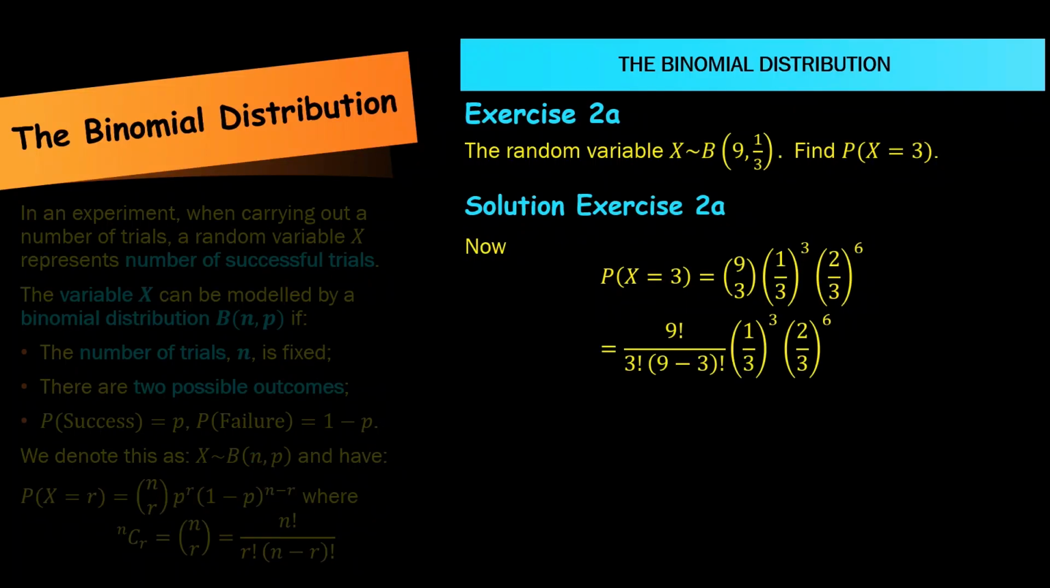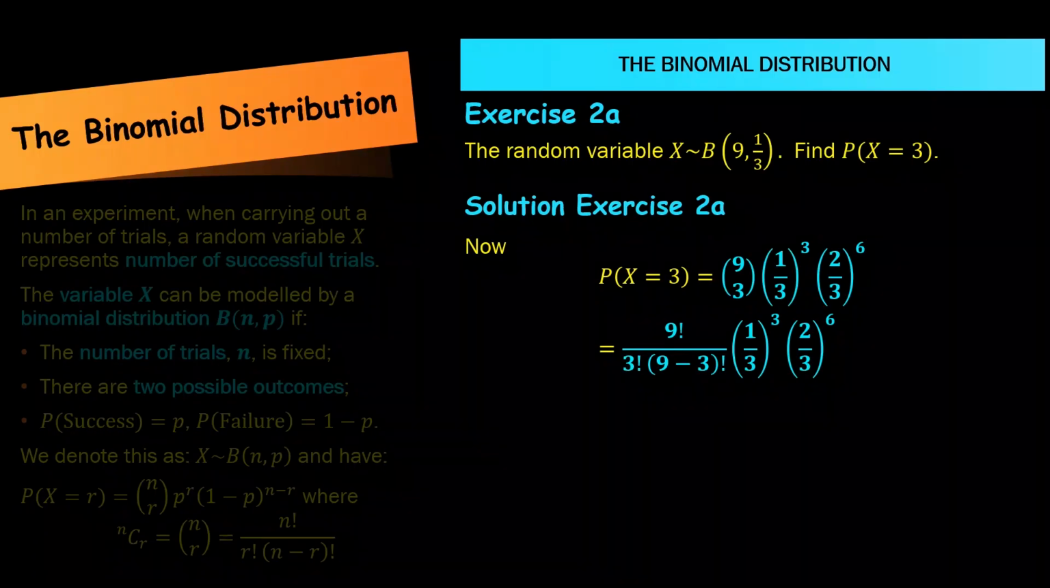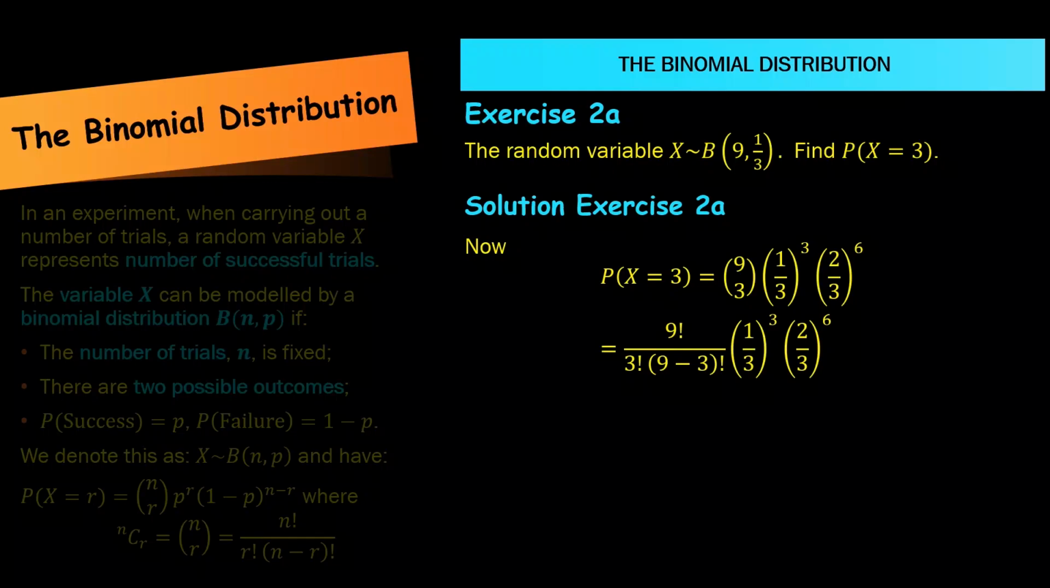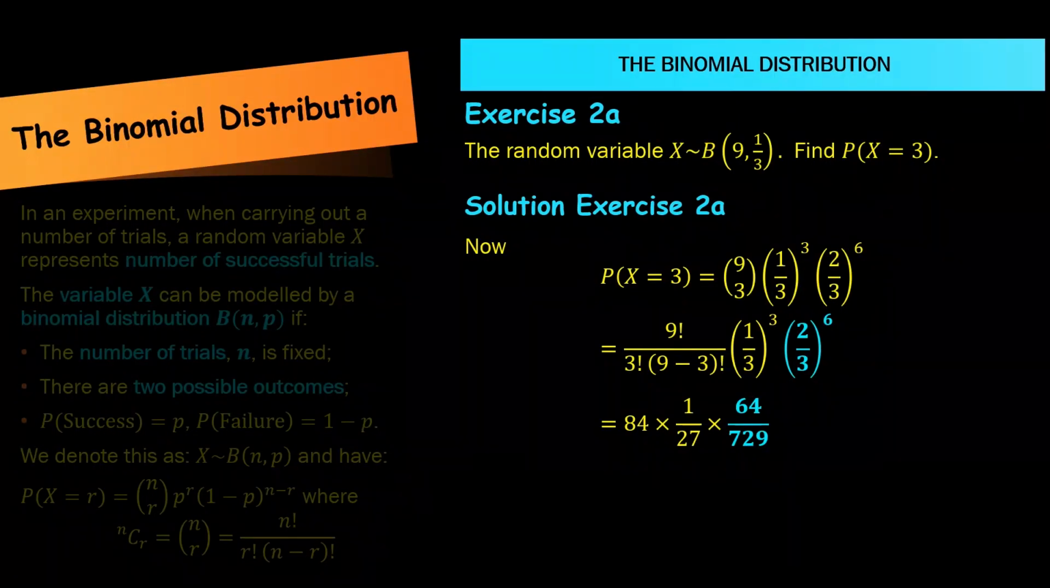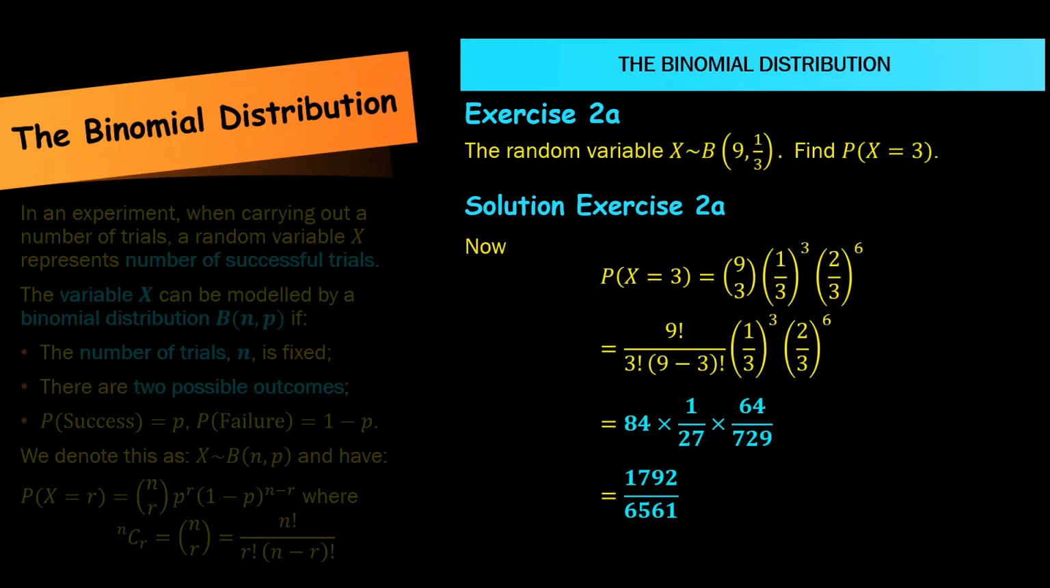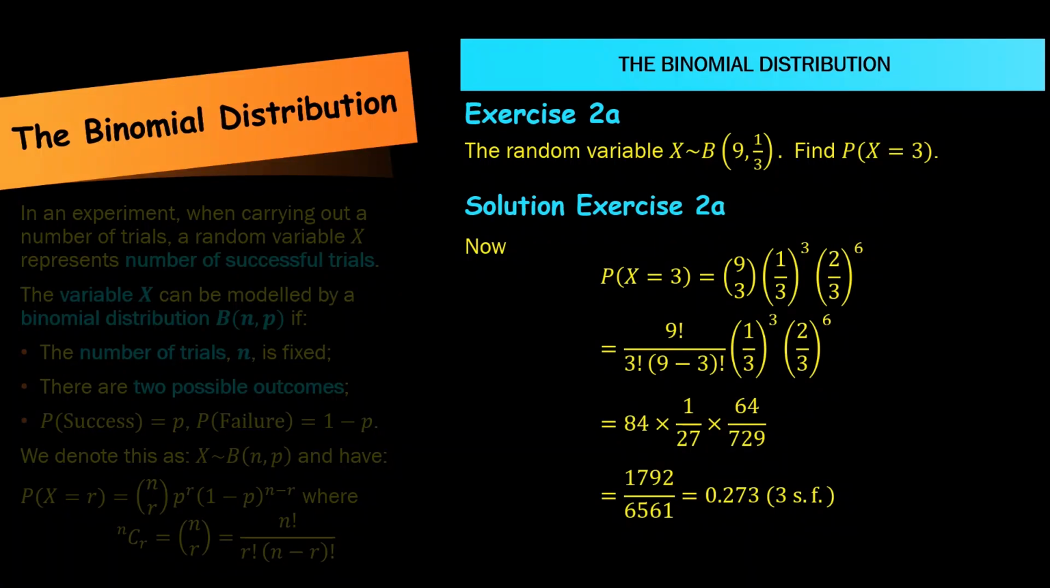So tidying up gives us this expression here. And tidying up some more, we have 84 times 1 over 27 times 64 over 729, which gives us 1,792 divided by 6,561, which is equal to 0.273 to 3 significant figures.